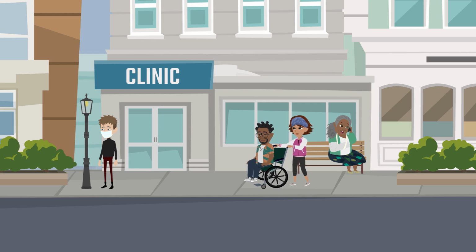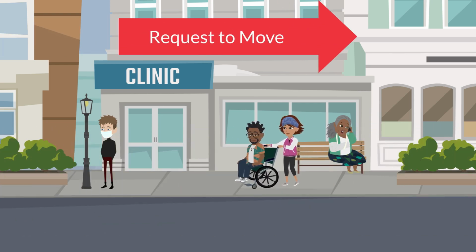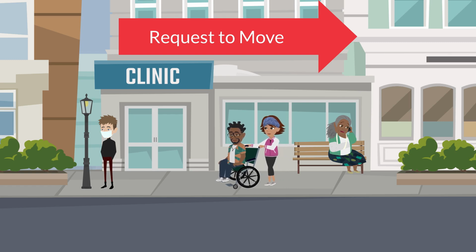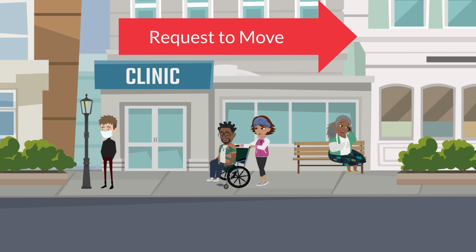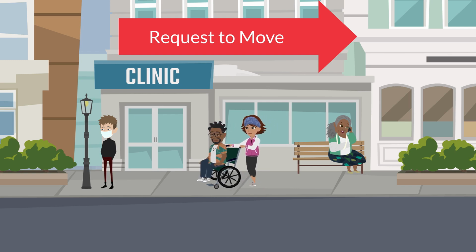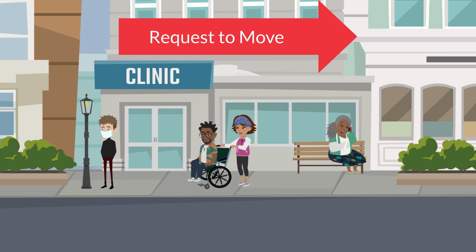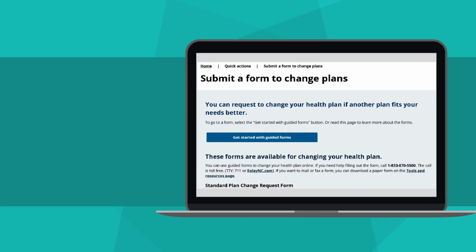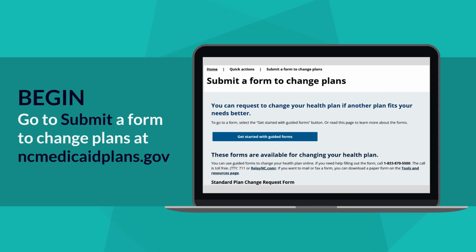The outside of a clinic with people outside. A red arrow that says request to move appears. Beneficiaries who have these conditions or need services only offered in a tailored plan use the request to move to a tailored plan process. A laptop displaying the Submit Forms online page. To begin the process, go to the Submit Forms online page at ncmedicaidplans.gov.